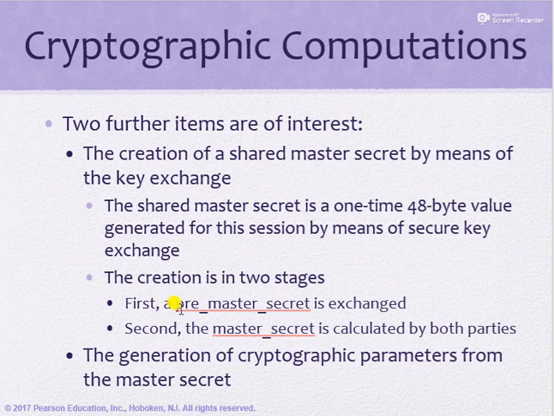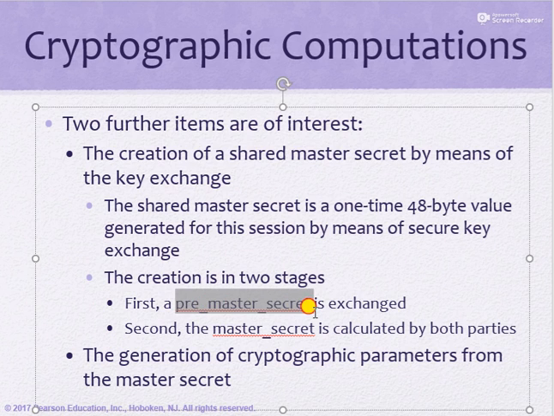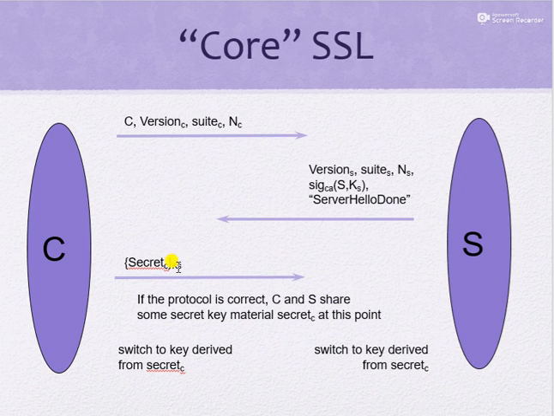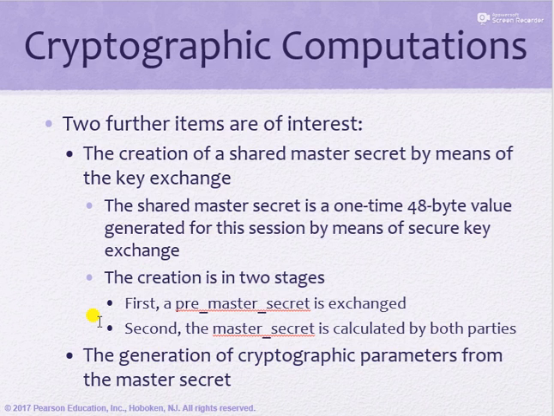First, a pre-master secret is exchanged between client and server. This is the pre-master secret, which is sent by the client to the server encrypted with the server public key if the underlying algorithm chosen by the server is RSA. We will discuss it in the coming slide. And then from this pre-master secret, a master secret is calculated by both parties.